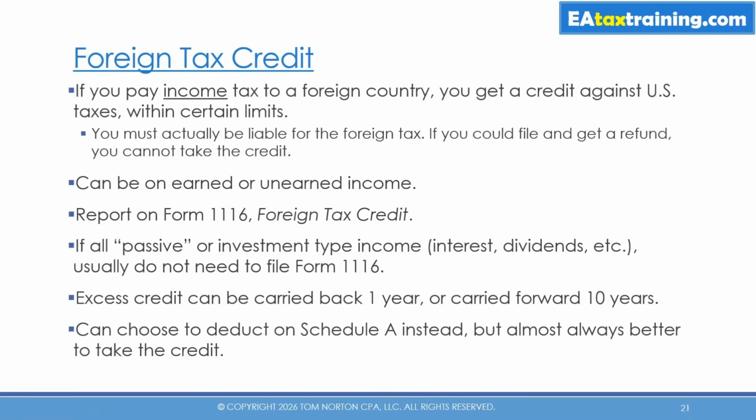So now let's talk about that foreign tax credit. If you pay income tax to a foreign country, you get a credit against US taxes within certain limits. The foreign tax credit can be used for taxes on both earned and unearned income, and you report this on Form 1116 foreign tax credit. If all of the income is passive or investment type income, then usually you do not need to actually file the Form 1116. You can just take the credit on your return.